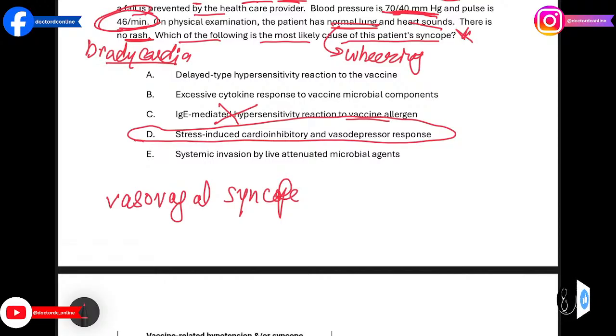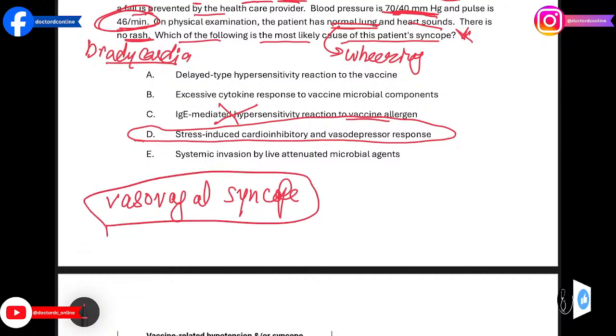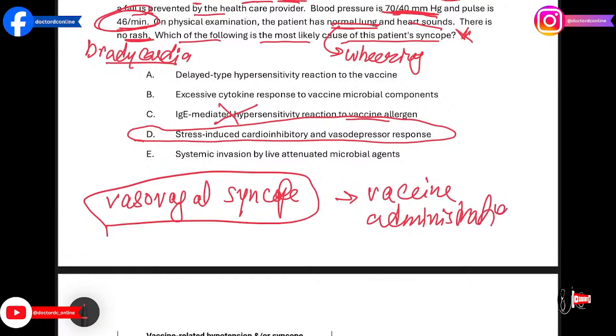vaccine is a precipitant of vasovagal syncope, especially in adolescents, because syncope-related falls can lead to serious injury like scalp fractures and intracranial hemorrhages. The patient should be closely monitored for 15 minutes following vaccine administration. So, in adults, vaccine administration is also one cause of vasovagal syndrome.